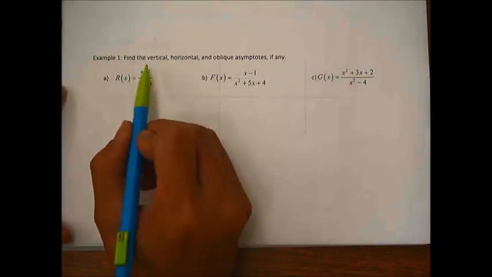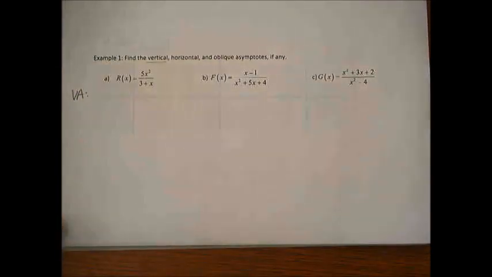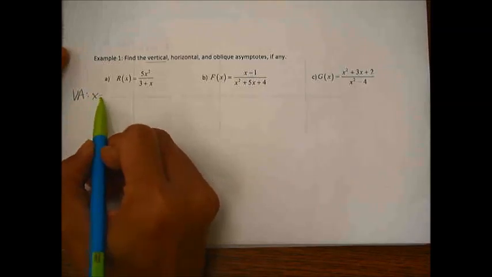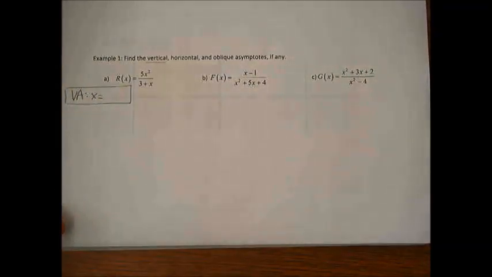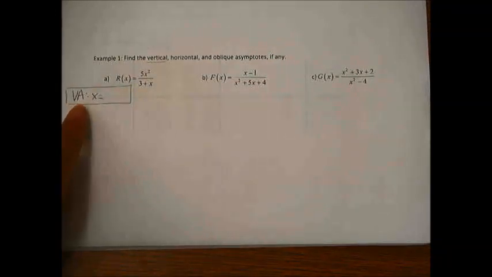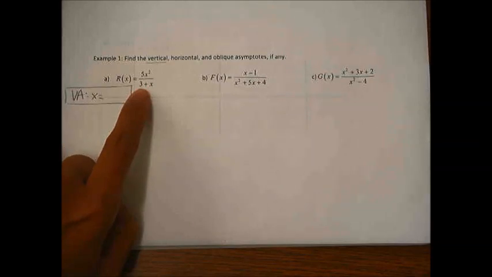So the first one we're going to do is VA, okay? So vertical asymptote, you would need to write x equals, if there is any. So we're going to start with that. Because vertical asymptote is really telling me what x cannot be. So vertical asymptote is really related to the domain.